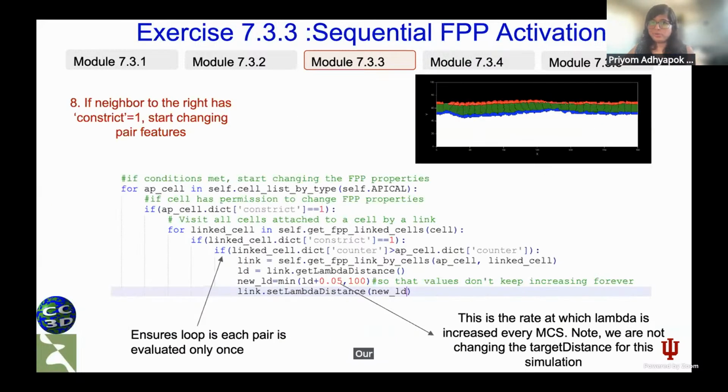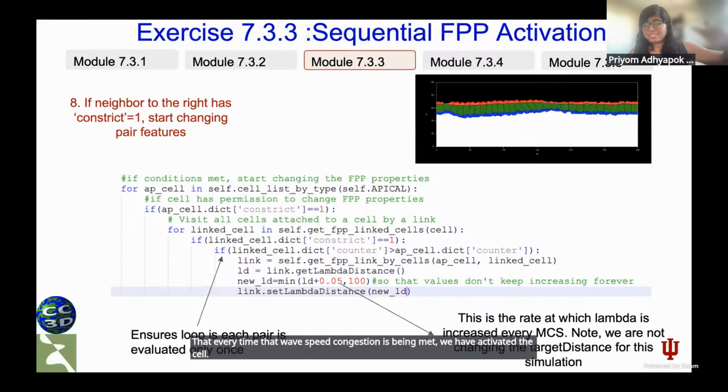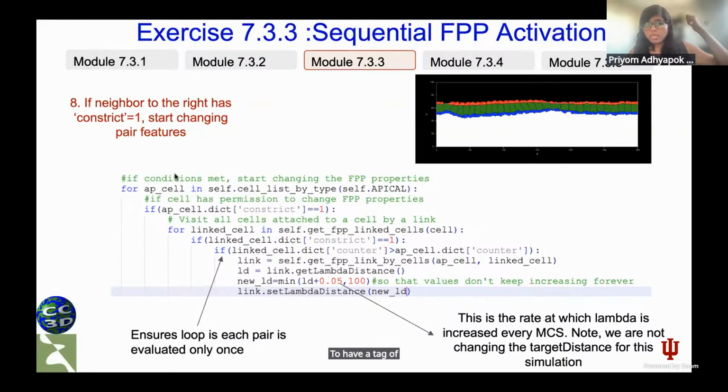Our next part is where we are going to change our FPP properties. So this is where all the change happens. So now we have a part of the code that every time that wave speed condition is being met, we have activated the cell to have a tag of either 1 or 0.